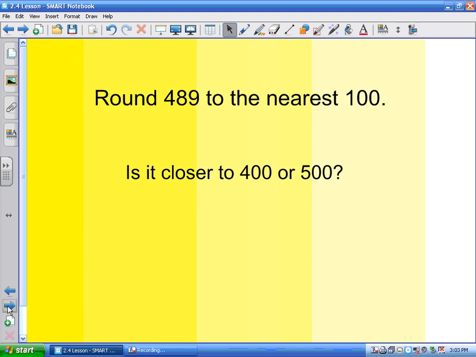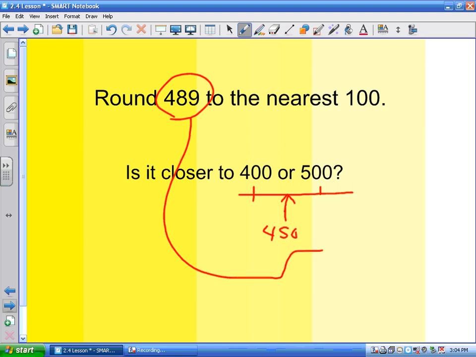What about 489? Is it closer to 400 or closer to 500? Tiana. 400. Right. 500. What's the halfway point, Tiana, between 400 and 500? What's this point right there going to be? Pardon me? 450. Now, is this one greater or less than 450?